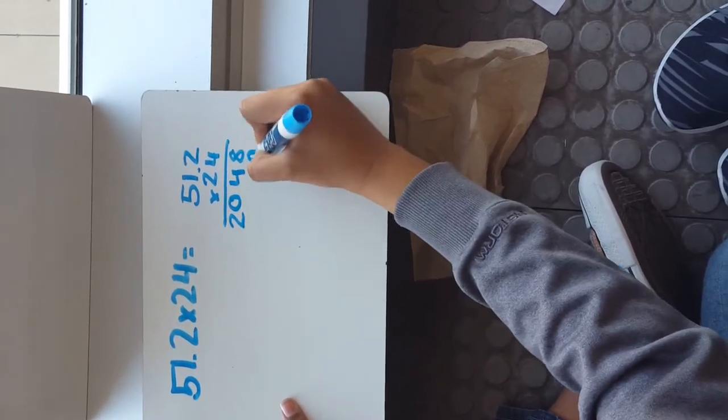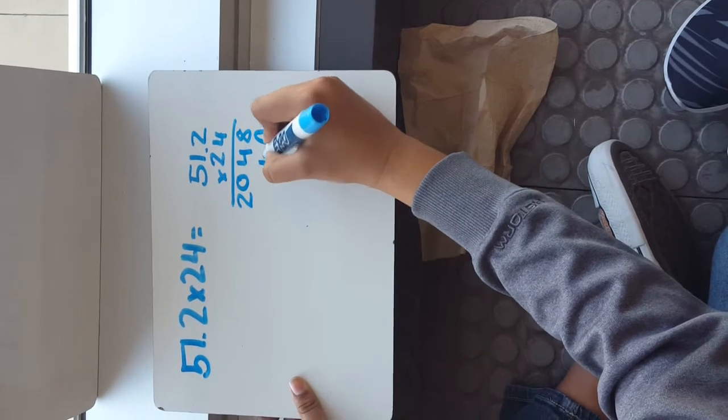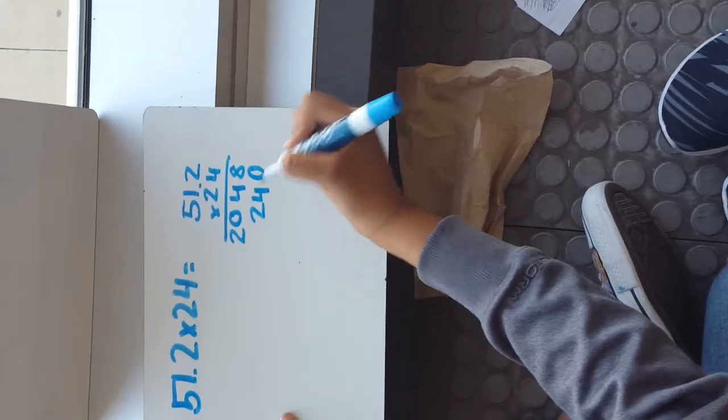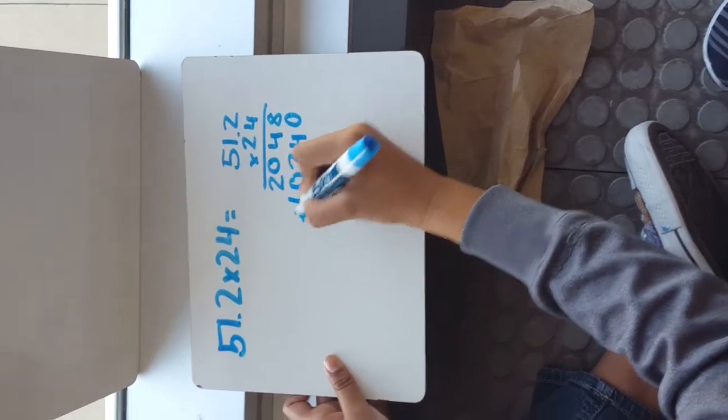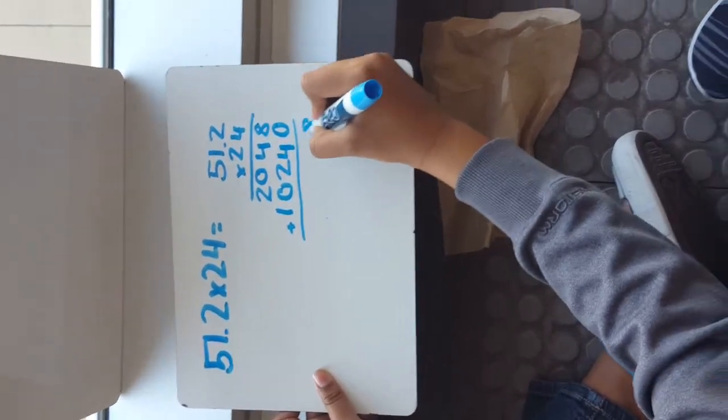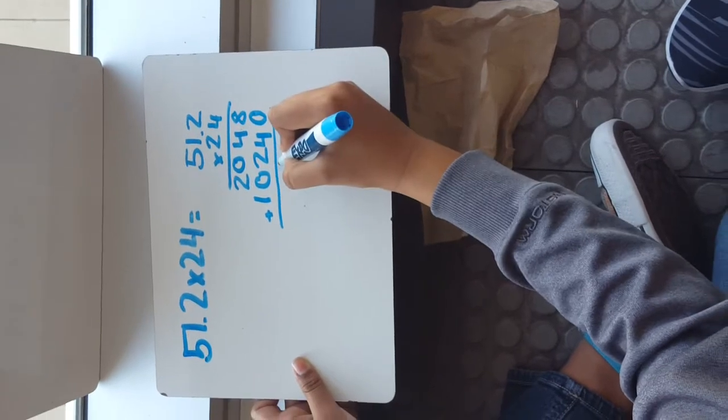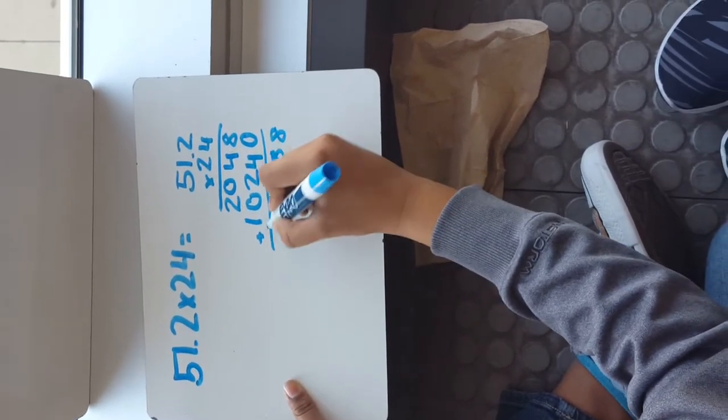So you add your other 0. 2 times 2 is 4. 2 times 1 is 2. And 2 times 5 is 10. So when you add all that together, you get 8, 8, 2, 2, 1.